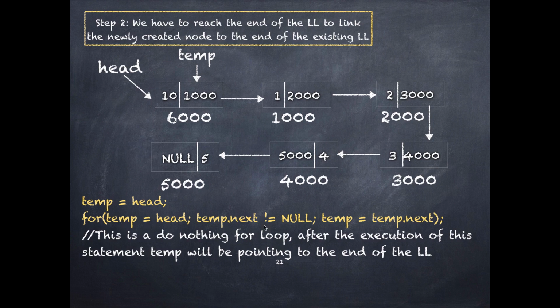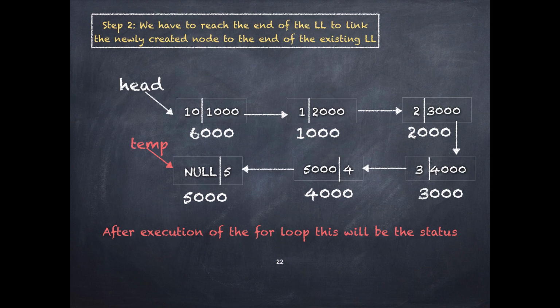So when it exits the for loop, temp is now pointing to the last node in the linked list. Yes? Are you able to visualize that? Okay. Going to the next slide, you can see here. After execution of the for loop, this will be the state of the linked list. Head will be pointing to the first node and temp will be pointing to the last node in the linked list. Hope I am clear with that for loop.